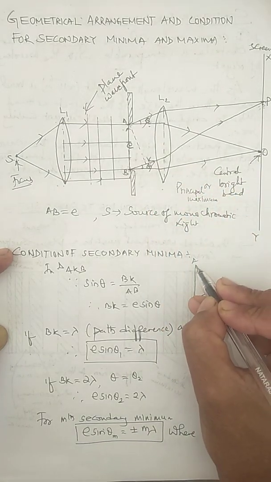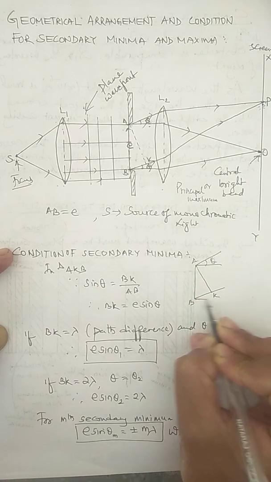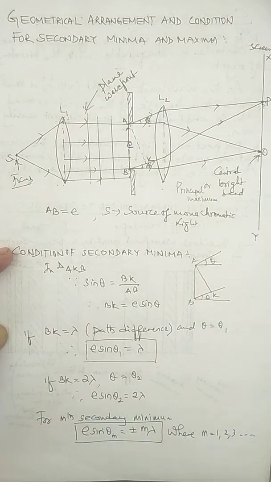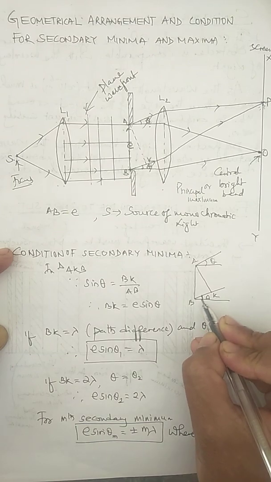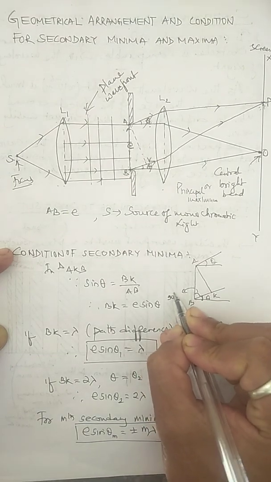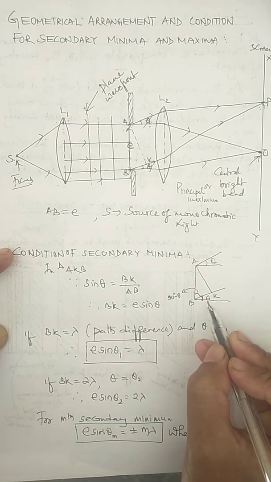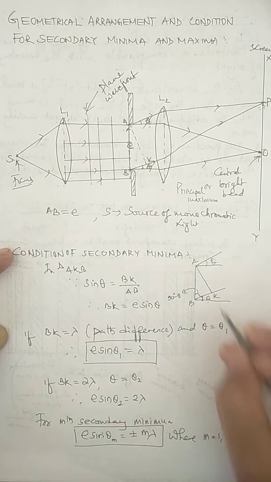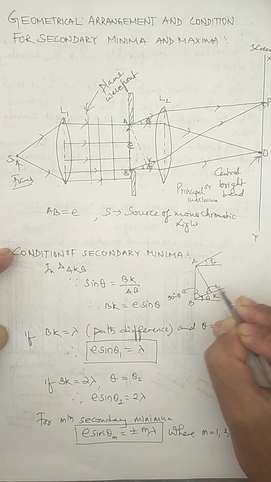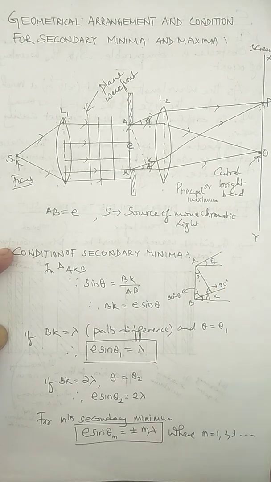Look at it, this angle is theta. This angle is also theta. If this angle is theta, children, then this angle will be 90 degrees minus theta, because this line and this line are perpendicular to each other. If this is theta, then this is 90 minus theta. Now this is 90 degrees. Now we can even calculate this angle.